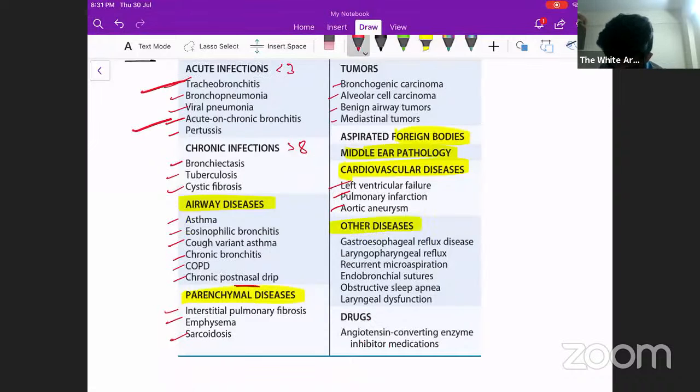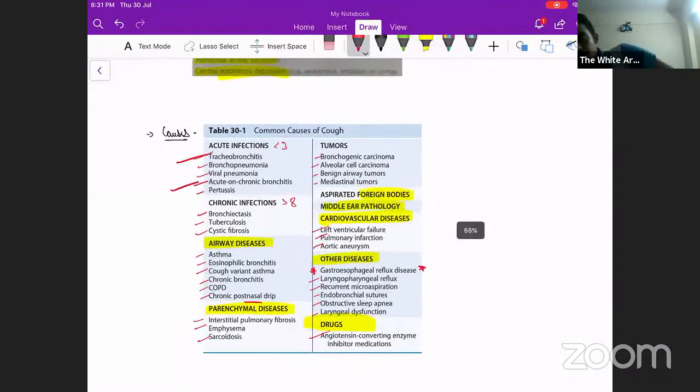Among this, most important is GERD. GERD is the most important. This can be followed by any reflux or microaspiration, or it can be because of certain rare causes like sutures, obstructive sleep apnea, laryngeal dysfunction, and all those things. Finally, drug history. This is very, very important, especially in hypertensives. They might be taking ACE inhibitors, which has led to chronic cough. Okay. So these are the causes of cough.